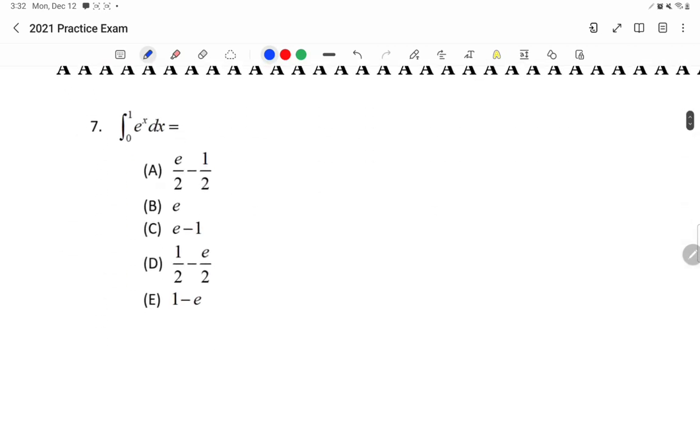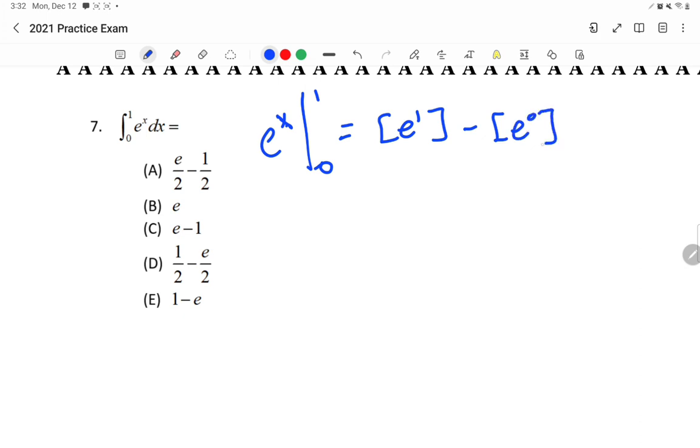All right, next up we have the integral of e to the x. This is one you just memorize. It's a very, very easy integral. The integral of e to the x is just e to the x. Don't get confused and try to do like e to the x squared over 2 or anything like that. The integral of e to the x is just e to the x. From 0 to 1, this is e to the 1 minus e to the 0. E to the 1 is just e, and e to the 0 is 1, so this is just e minus 1.